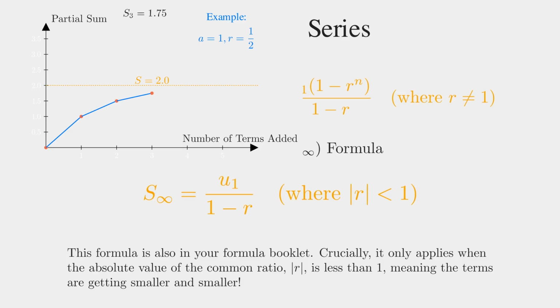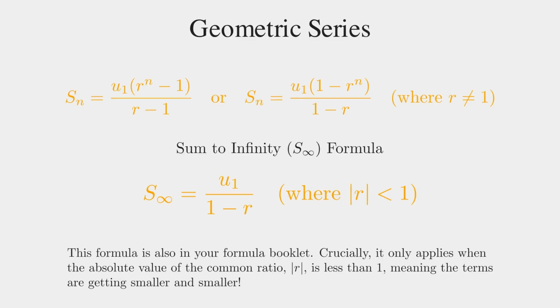So in that case, y equal to the answer of S_∞ is a horizontal asymptote to the graph of the series. Now, if the absolute value of r is greater than or equal to 1, then these terms do not get smaller fast enough, and the sum just keeps growing, meaning that the series will diverge.